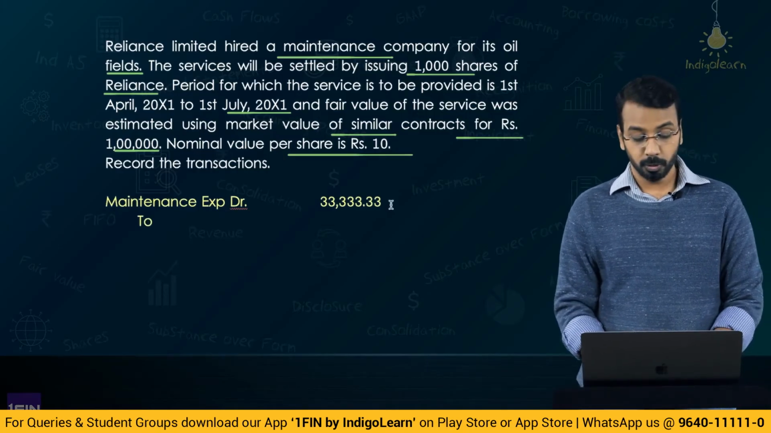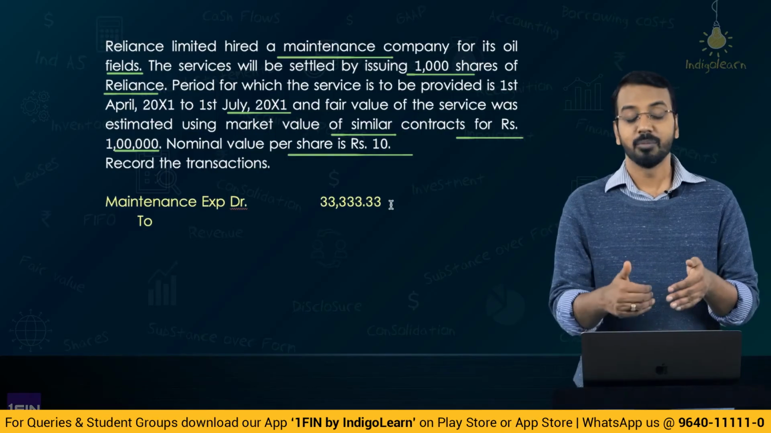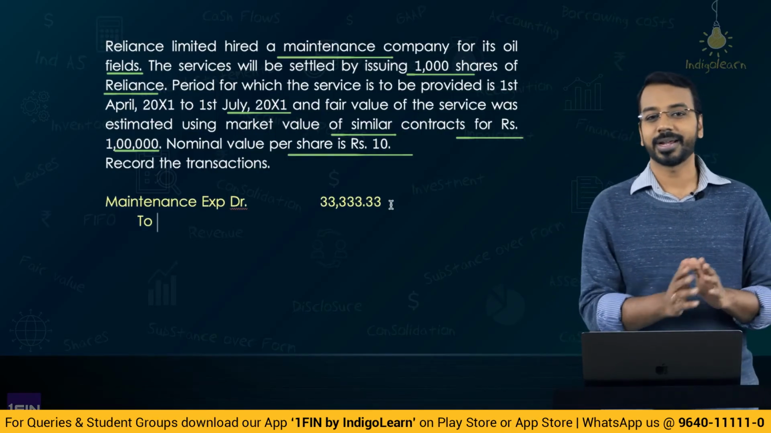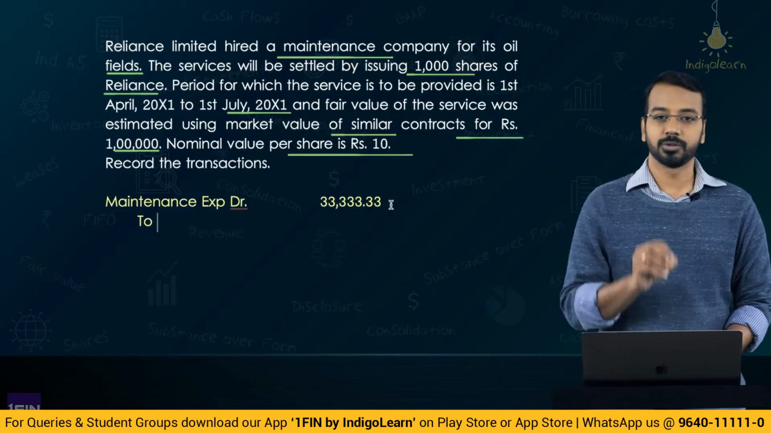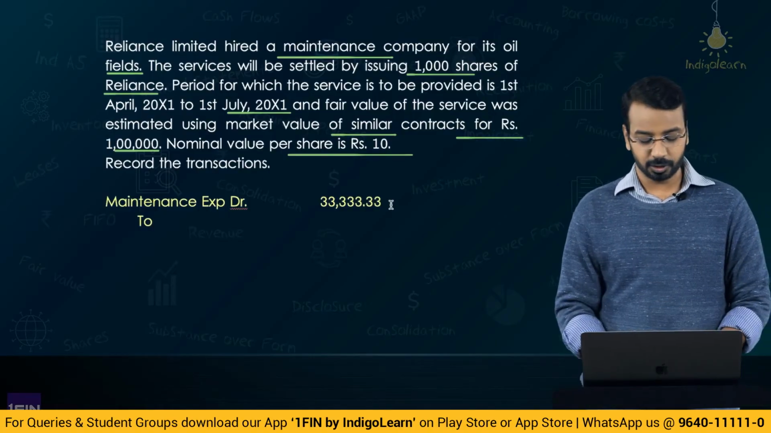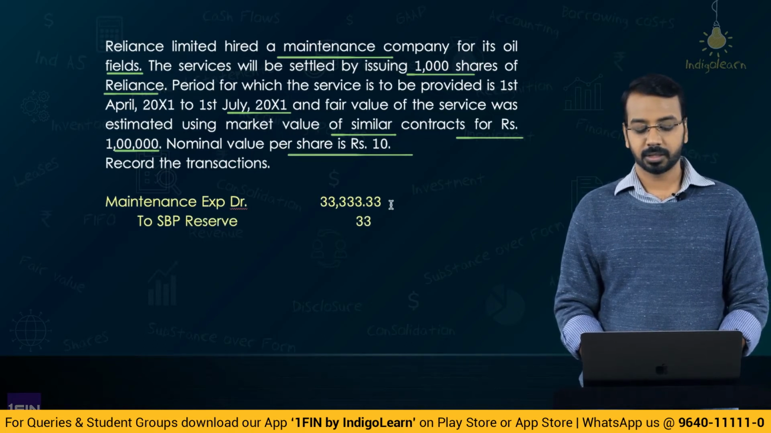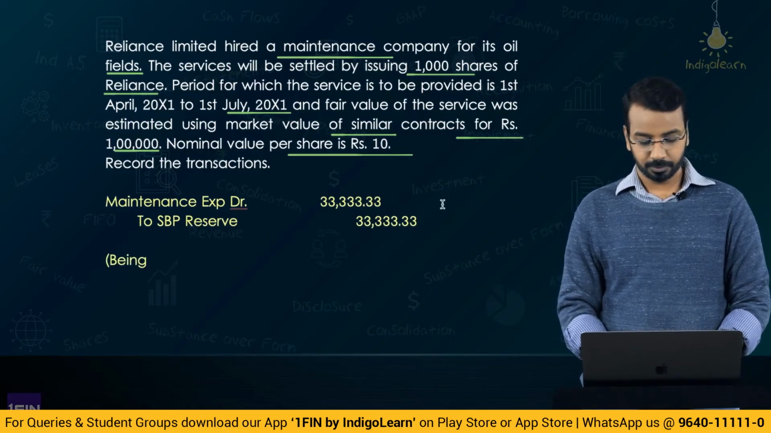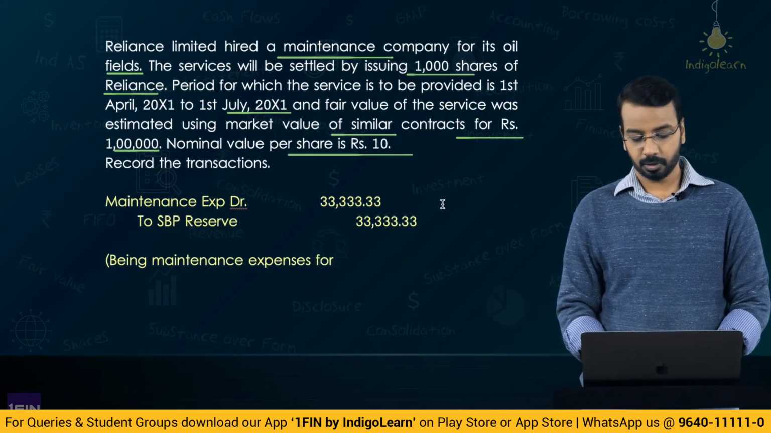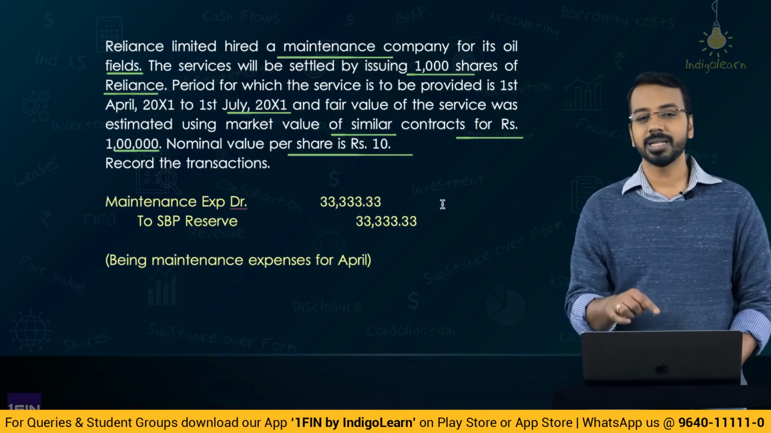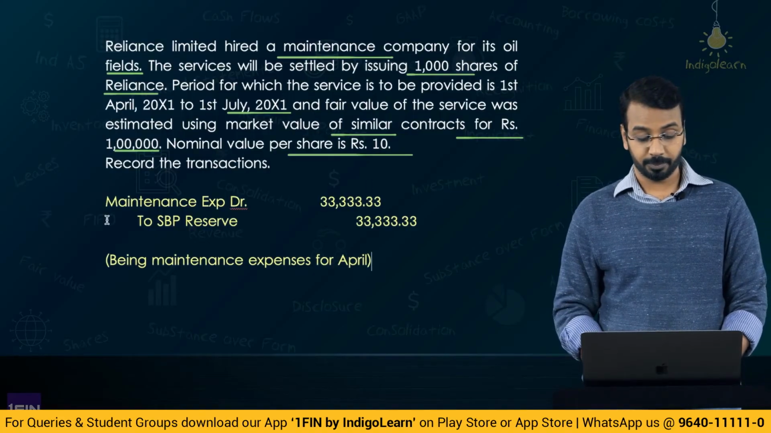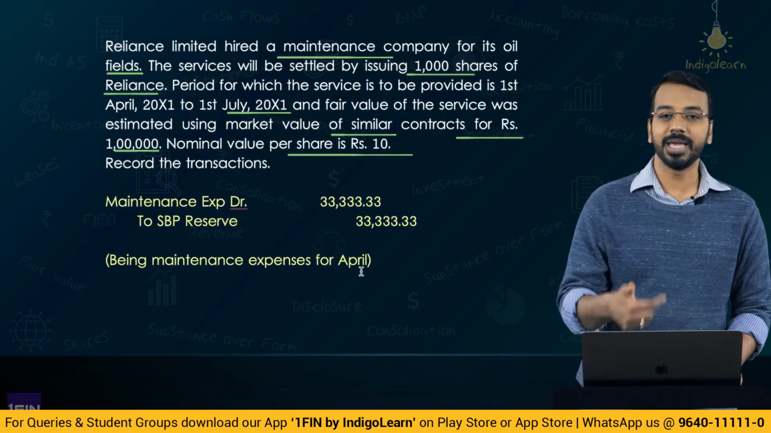Then credit what? To, can we say equity share? See, we will issue equity share most probably after the completion of the contract or after the completion of the 3-month period. So, we will not issue shares directly, and this is a share based settlement. So, we will credit it to share based payment reserve under equity, 33,333.33. Okay, like this we will pass, being maintenance expenses for April. So, similar entries we will pass for the month of May and for the month of June. Okay. So, same entry will repeat for May and June as well.